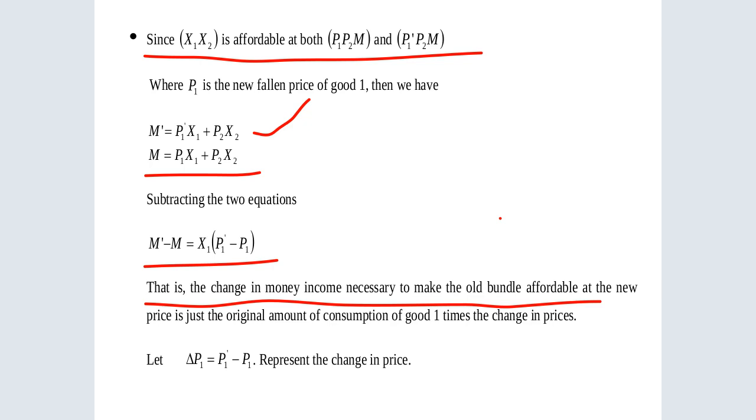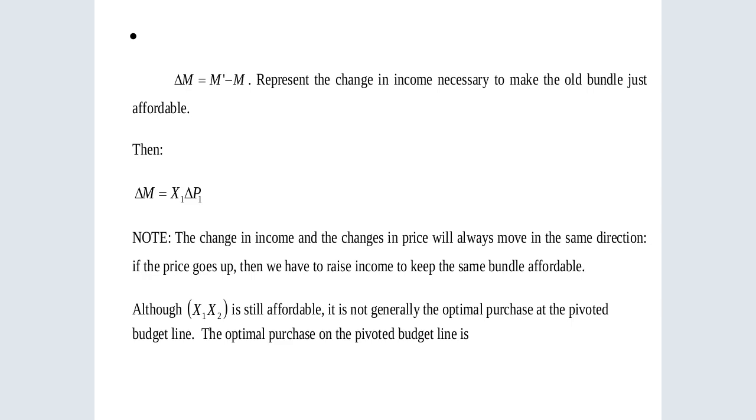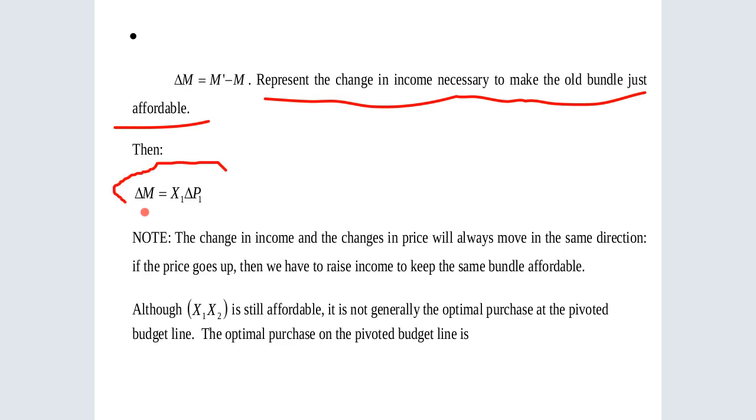Which is simply the amount of consumption of good one times the change in price. The change in the price is given as P1 prime, which is the new price, minus P1, the old price. Now the change in income is simply given by M prime, the new income after the price has changed, minus the old income, which is M. This represents the change in income that is necessary to make the bundle just affordable. Therefore, the change in income is simply the change in the price multiplied by the units of good one. So this part here is important.